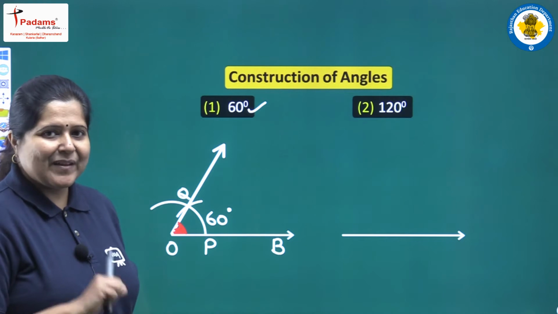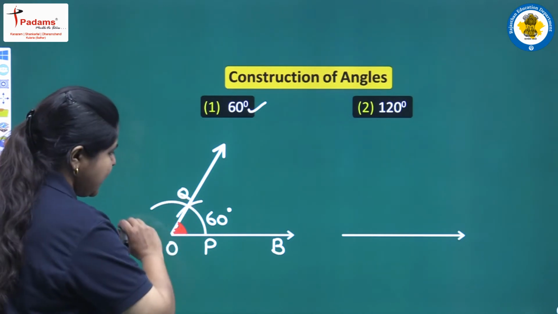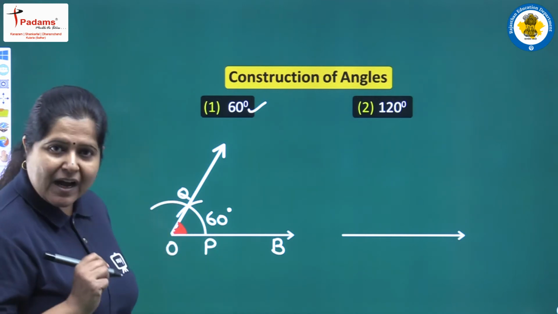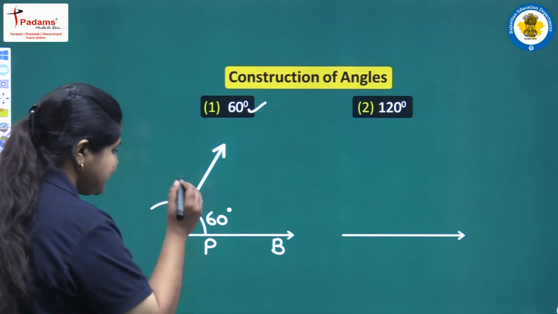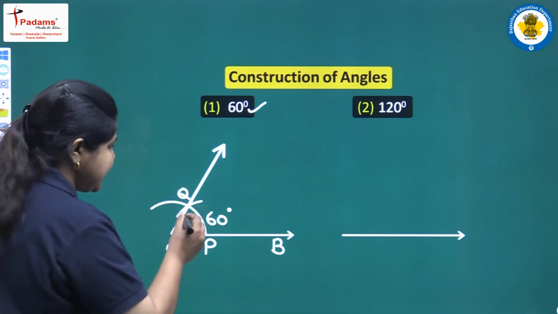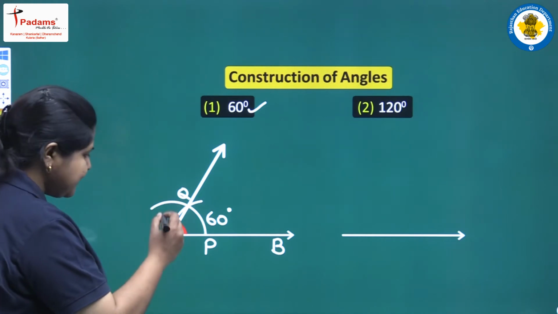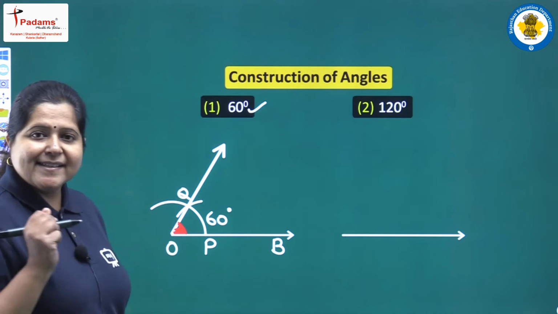Isn't it easy? What we have done? Simply place the compass at this point O and with a suitable radius draw an arc. Get this point P, then with the same radius keep the center at P and draw another arc which cuts the previous arc at this point Q. Then simply join O with Q and then you get this angle as 60 degree.